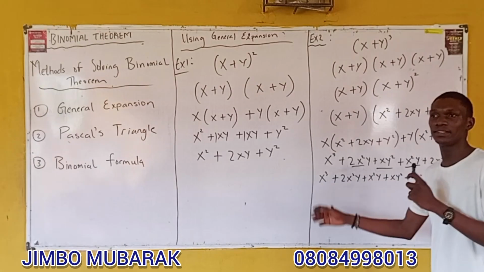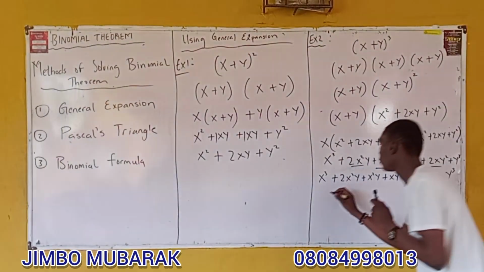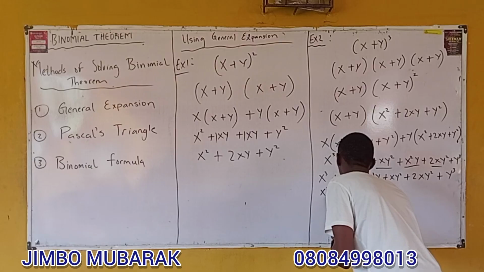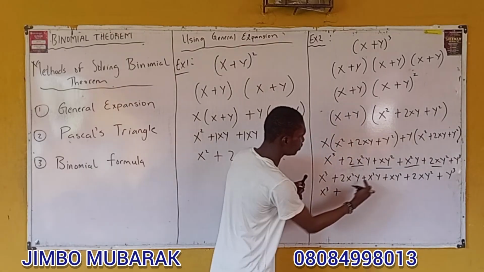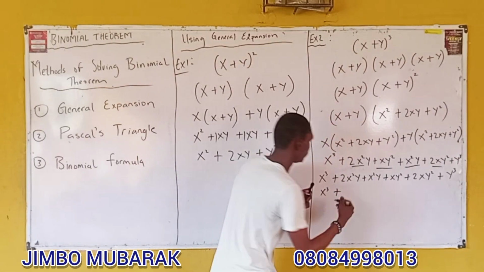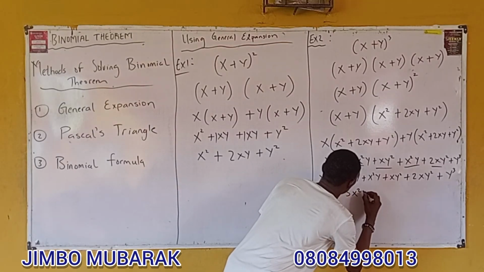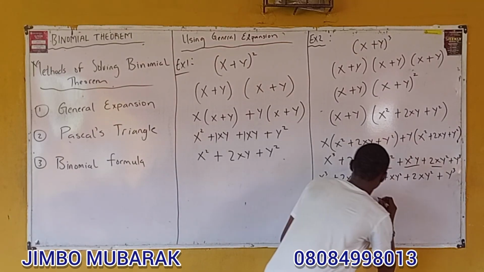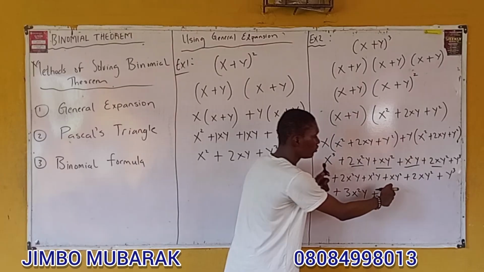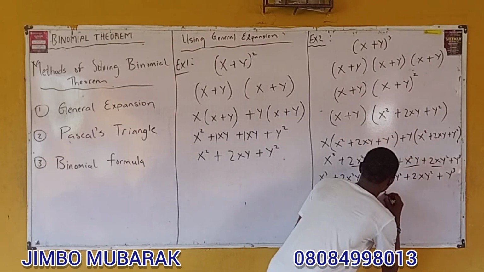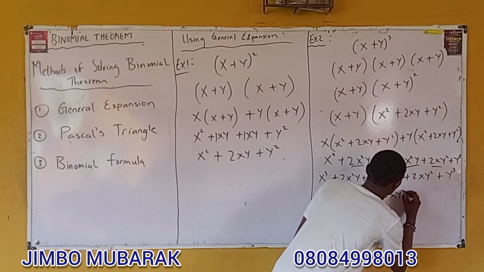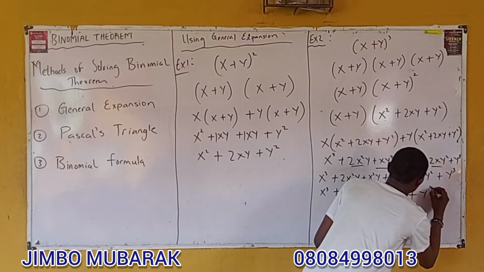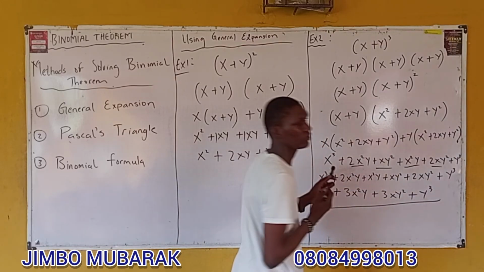So we can now add the terms together. We have x cube plus, since the coefficient of this one is 1, plus 3x square y, plus, the coefficient of this one is also 1, 3xy square plus y cube. So therefore this will be our final answer.